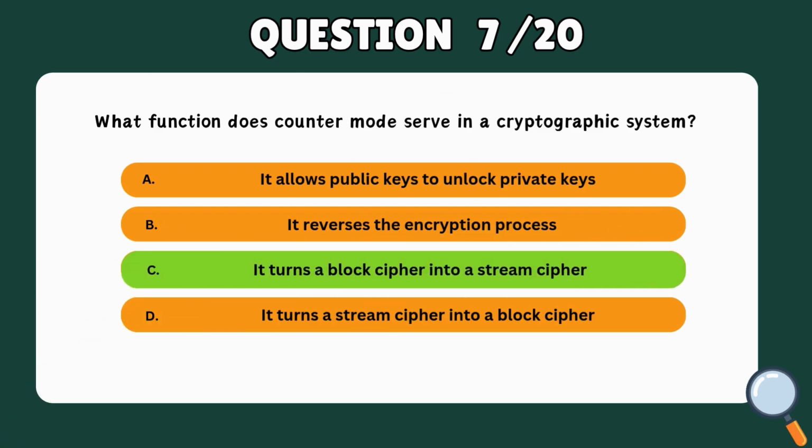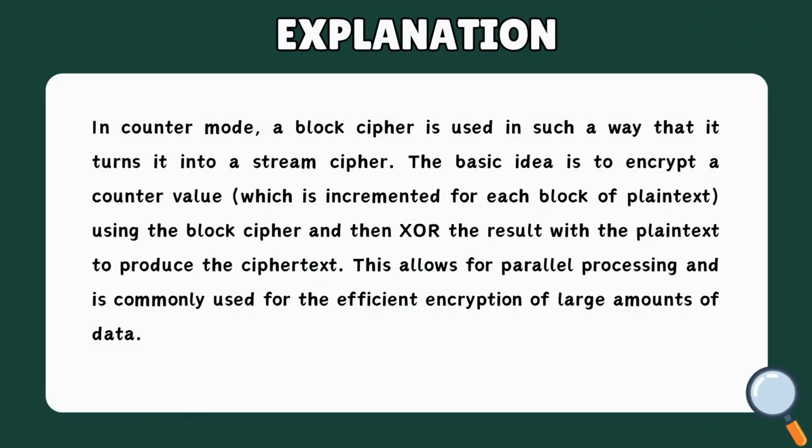Correct answer: C. It turns a block cipher into a stream cipher. In counter mode, a block cipher is used in such a way that it turns it into a stream cipher. The basic idea is to encrypt a counter value, which is incremented for each block of plaintext, using the block cipher and then XOR the result with the plaintext to produce the ciphertext. This allows for parallel processing and is commonly used for the efficient encryption of large amounts of data.